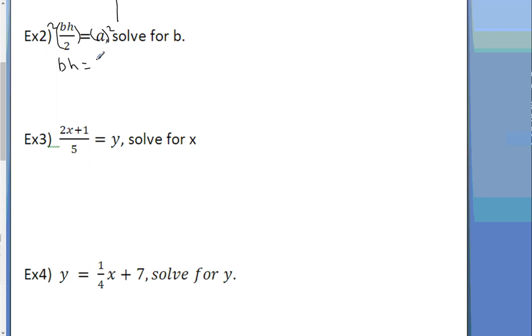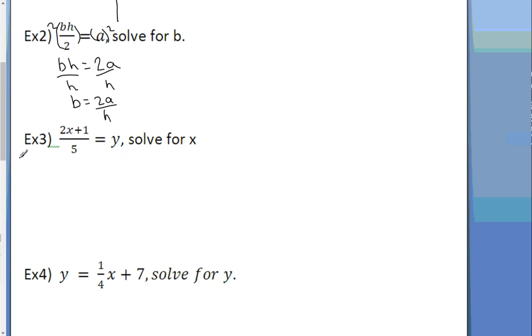And 2 times a is 2a. Then I want to get the b by itself, so I need to divide by h. Divide by h, divide by h, and I get the base is equal to twice the area divided by the height. Pretty simple, right?